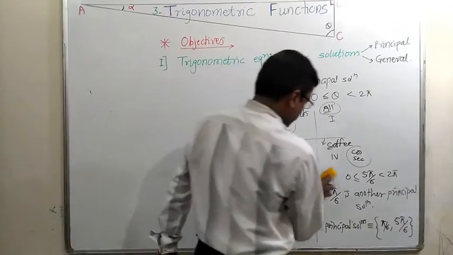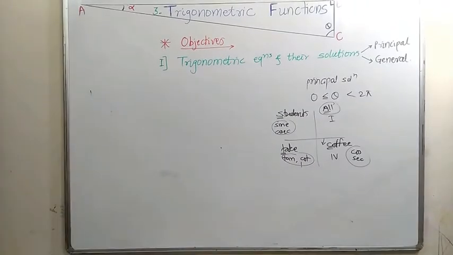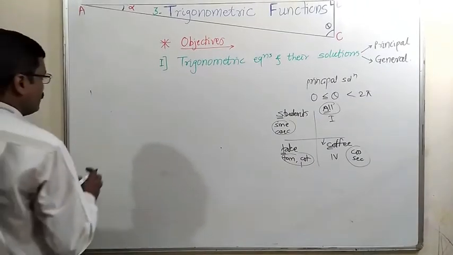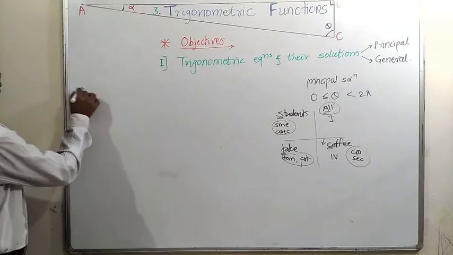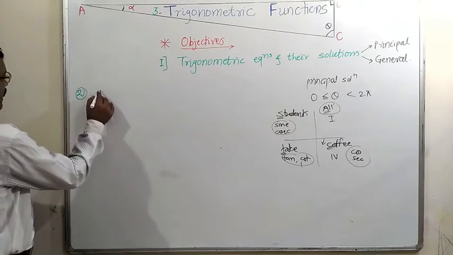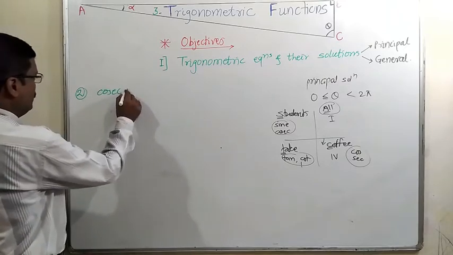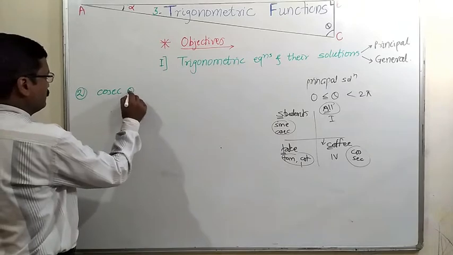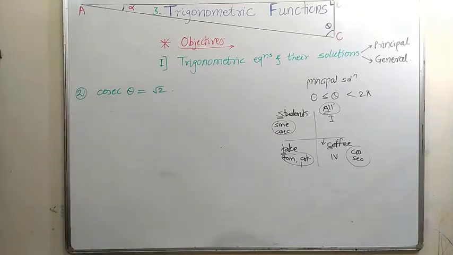These examples are very easy, and they may be asked in board exams for 2 marks, or as objective questions. Let us take another example: cosec theta is equal to root 2. Here we are taking cosec theta equal to root 2.